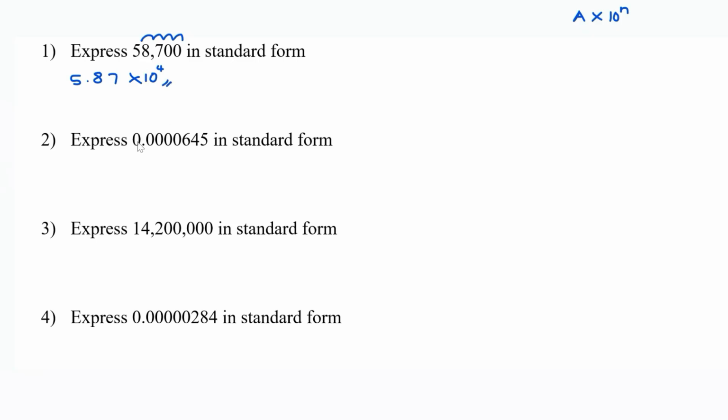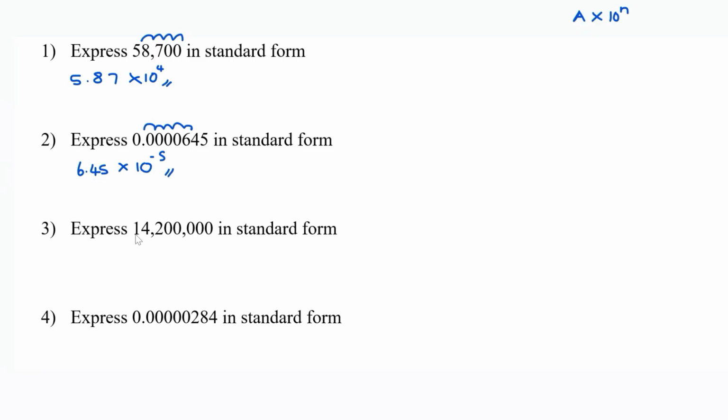Moving on to the second one. For our value of a, we can have 6.45. So it doesn't matter how large or small the number is, just look at the individual non-zero digits within the number and then form a number between 1 and 10. So 6.45 multiplied by 10, and for n, again let's imagine our imaginary decimal point here for 6.45. We are now going to need to move this decimal place backwards to the left 1, 2, 3, 4, 5 times, so it will be minus 5.